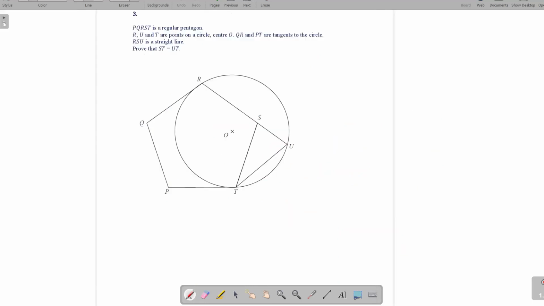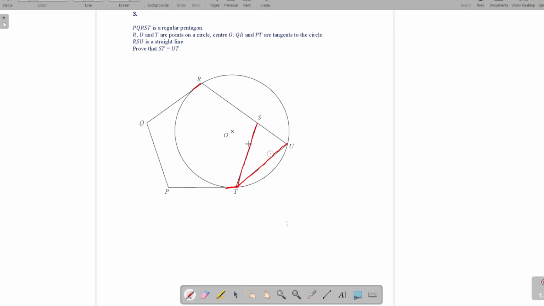Let's do question 3. PQRST is a regular pentagon. R, U, T are points on a circle center O. QR and PT are tangent to the circle. So you can see they are touching the circle, so they are tangents. RS is a straight line. Prove ST is equal to UT. So ST is this, UT is this.